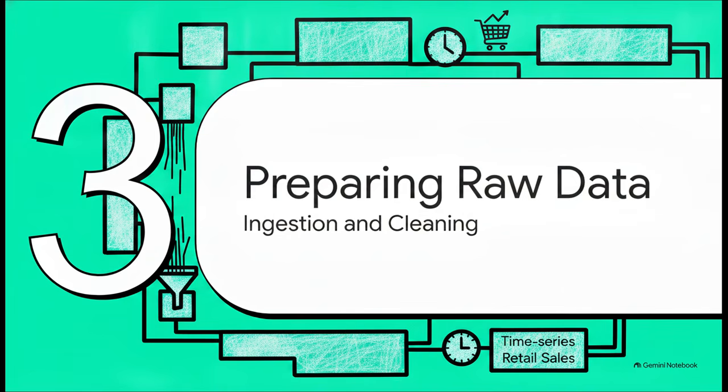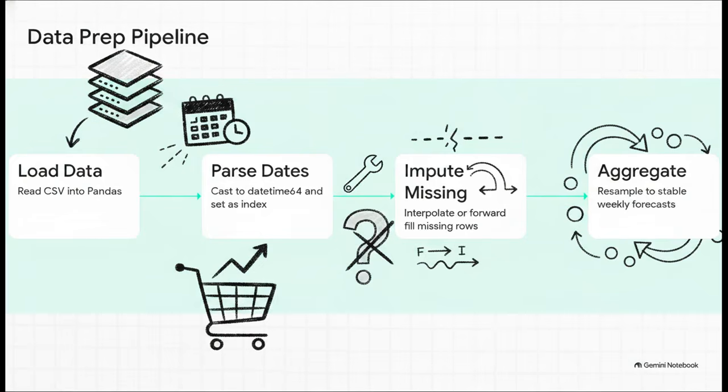All right, Section 3, preparing the raw data. We're looking at ingestion, cleaning, and aggregation. Every great model starts with pristine data prep. In Pandas, explicitly setting your date column to a datetime object and making it the index is absolutely non-negotiable for time series work. But I really want you to pay close attention to Step 3.